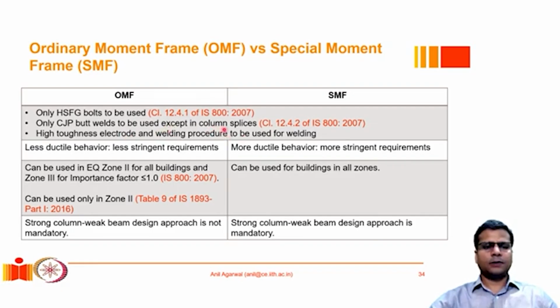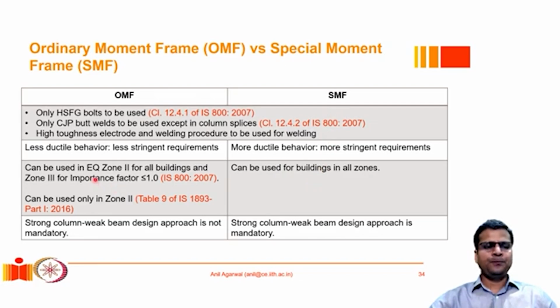In certain cases where groove welding is provided in a column splice, it may not be required to go for a CJP, complete joint penetration type of weld, especially in situations where the column is primarily going to remain in compression. As we have discussed before, the ordinary moment frame offers a lower level of ductility in comparison to the special moment frame, and therefore the requirements in the special moment frame are more stringent.